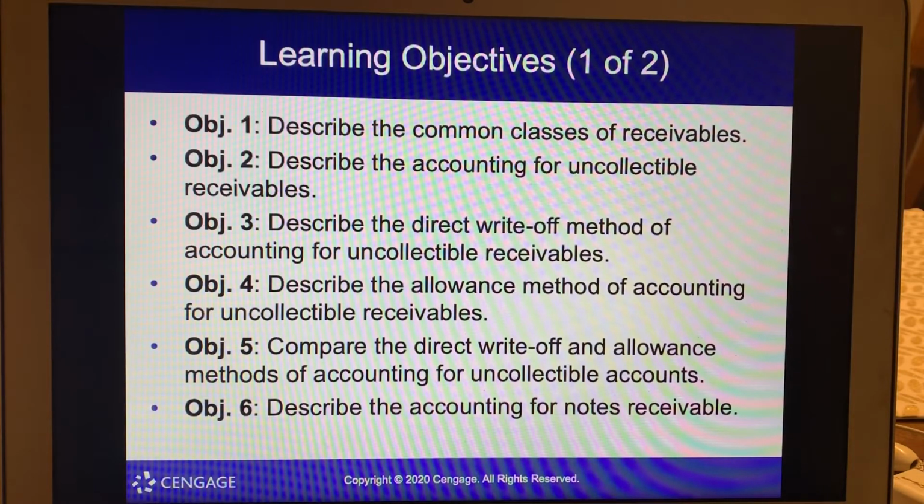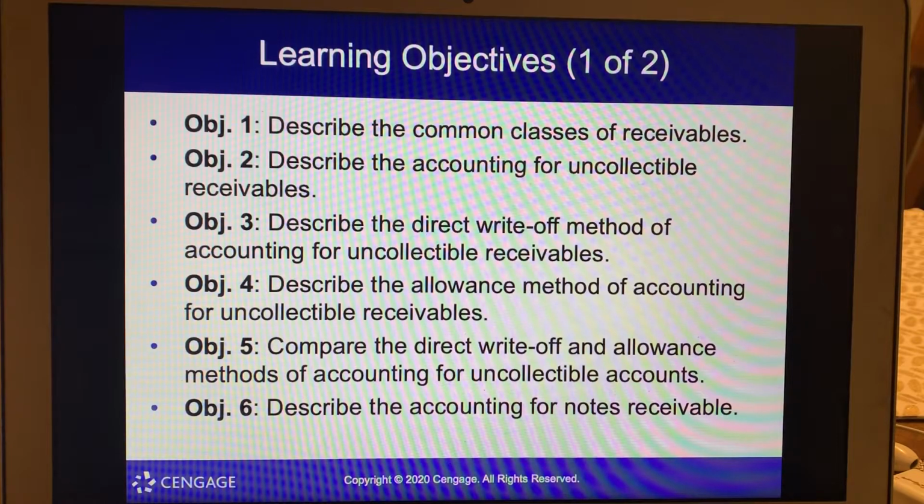Describe the common classes of receivables. Describe the accounting for uncollectible receivables. Describe the direct write-off method of accounting for uncollectible receivables. Describe the allowance method of accounting for uncollectible receivables. Compare the direct write-off and allowance methods of accounting for uncollectible accounts. And describe the accounting for notes receivable.